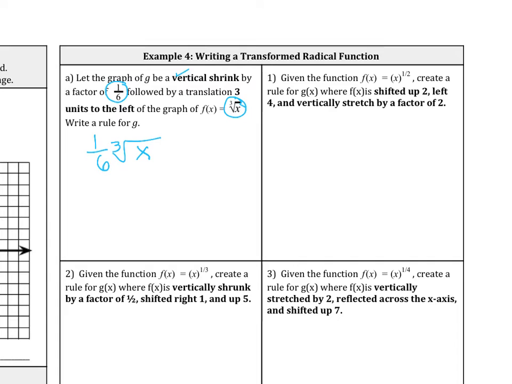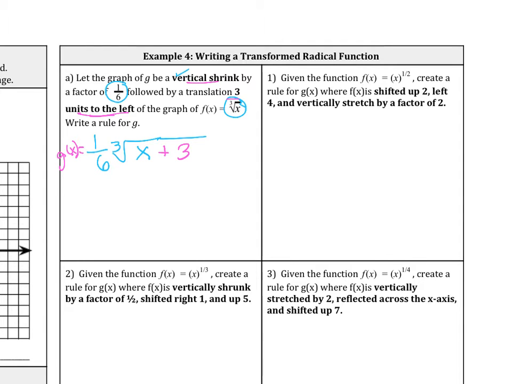Then it says 3 units to the left. Is that inside or outside? Left and right is always inside, so therefore, I'm going to extend this a little bit. 3 units to the left means I am going to go plus 3, opposite. So if I read it, vertical shrink by a sixth, that is true, and then plus 3 means I go 3 to the left. And so that is our new rule.